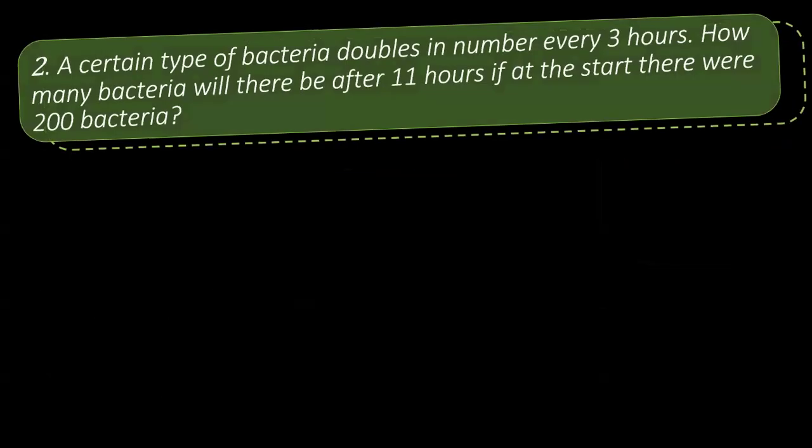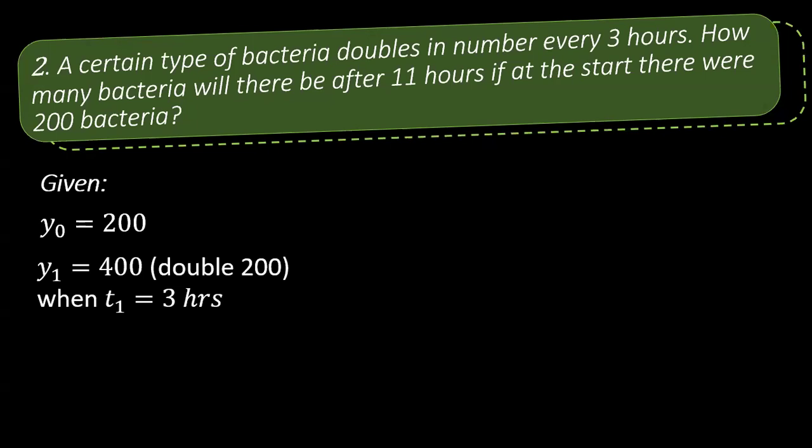Let's have number 2. A certain type of bacteria doubles in number every 3 hours. How many bacteria will there be after 11 hours if at the start there were 200 bacteria? Again, we do not deviate from the process. Let's have the given. Our y sub 0 is 200. Y sub 1 is 400, or double. When you double 200, it will become 400. So when t sub 1 is equal to 3 hours. What is t sub 2? It's given already. It is 11 hours.